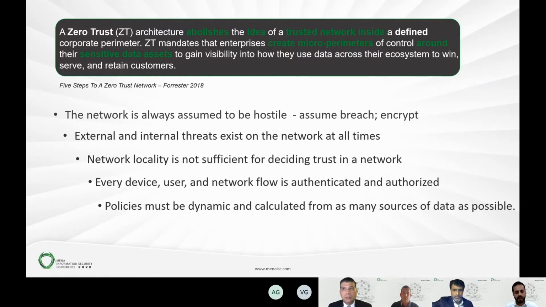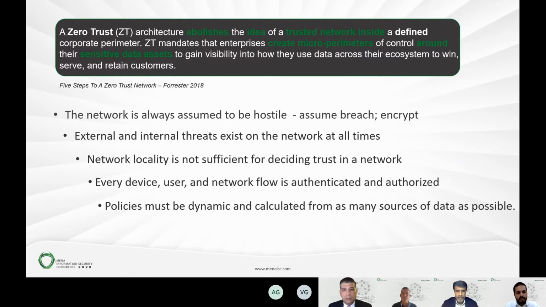The other aspect of the definition to bear in mind is that zero trust mandates that you create micro perimeters of control around your sensitive data assets. So wherever your data is, that's where your security controls need to be deployed. And we'll talk about some of those controls that you can deploy shortly.